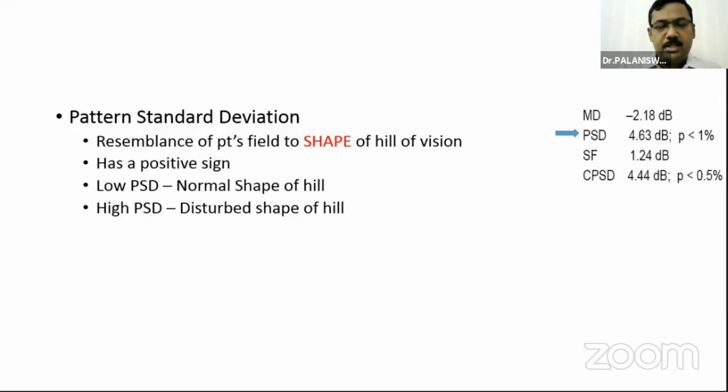Pattern standard deviation is the resemblance of a patient's field to the shape of the hill of vision. It has a positive sign. A low PSD means it's a normal shape of hill. A high PSD means the shape of the hill is disturbed.